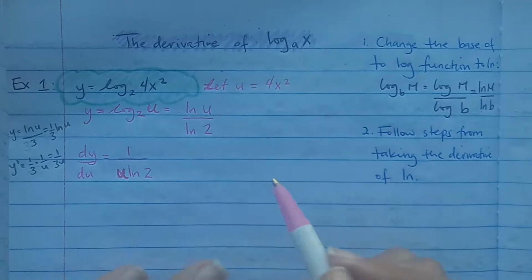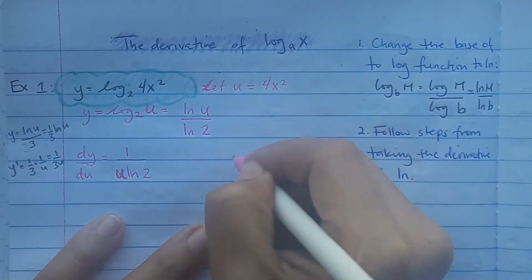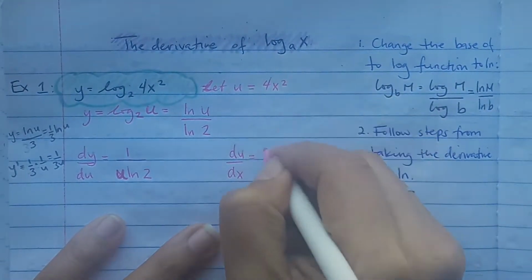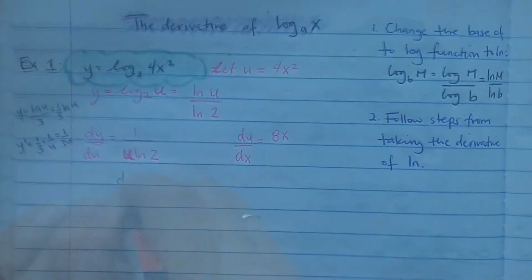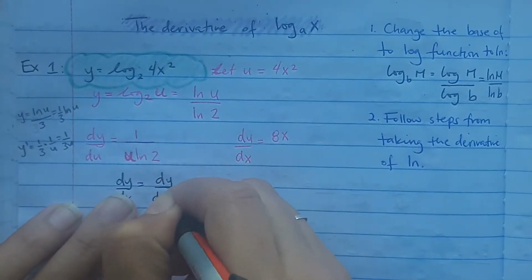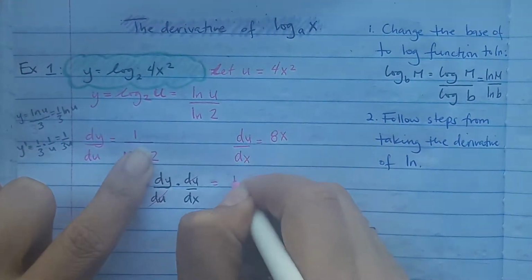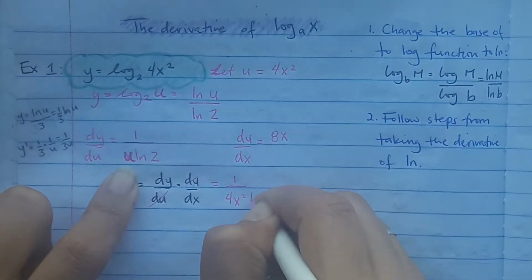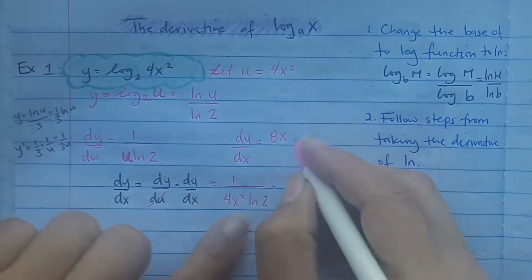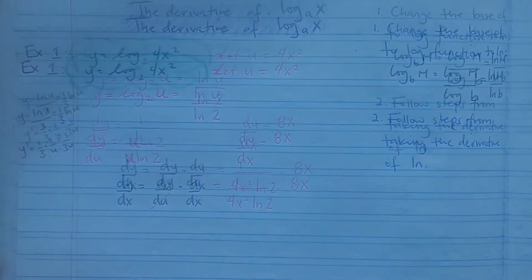That's taking the derivative of y with respect to u. Then we take the derivative of u with respect to x, which gives 8x. Then go ahead and multiply them together: dy/dx equals dy/du times du/dx, so the du's cancel. We're going to have 1 over, replacing the u with what it is, 4x squared times log of 2, times 8x. Let's simplify that a little bit.